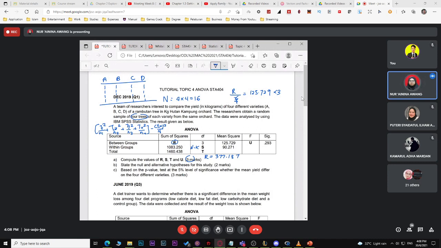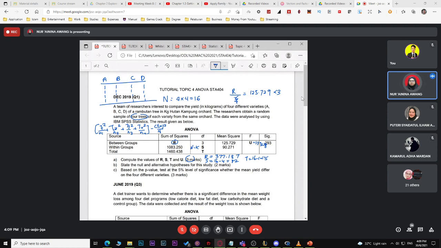So the value for S is 12. Okay, this is the value of S. And then for T, since you already know the number of observations is 16, for T, 16 minus 1, you will get 15. So that is the value for your S and T. And the last one, for your U, just divide this value, 125.729 divided by 90.271. So you will get the value 1.3928.